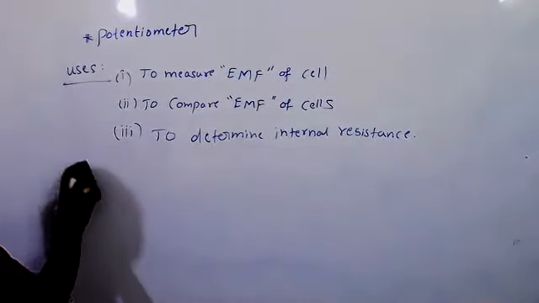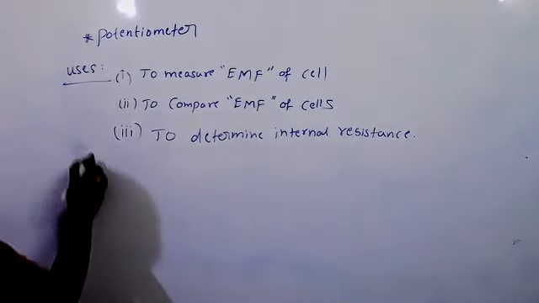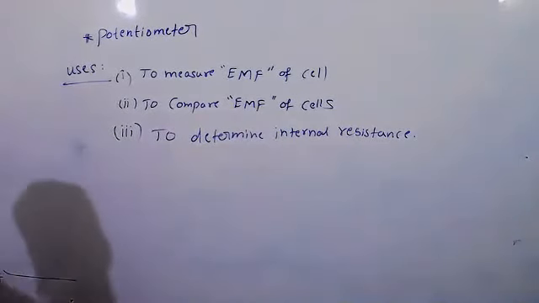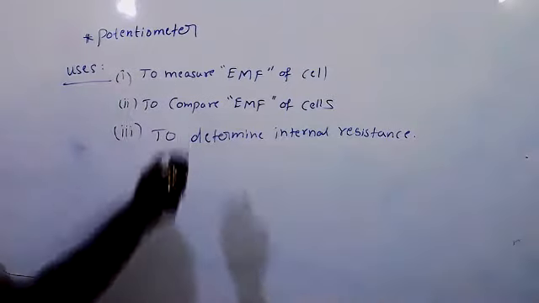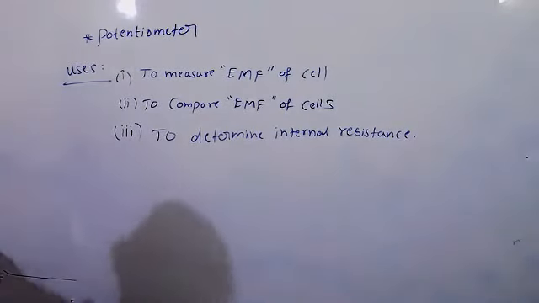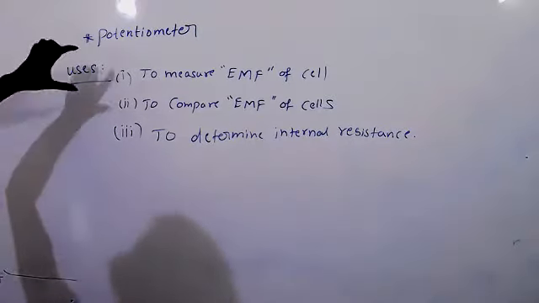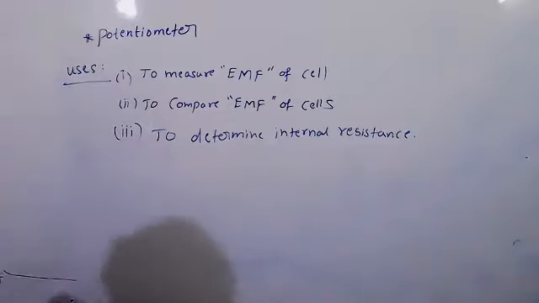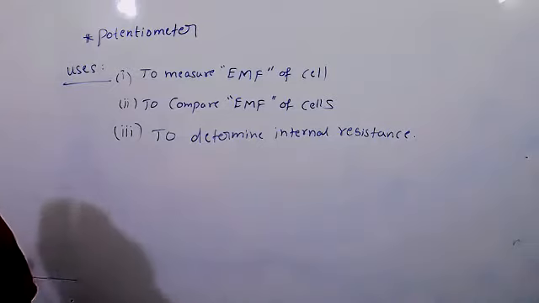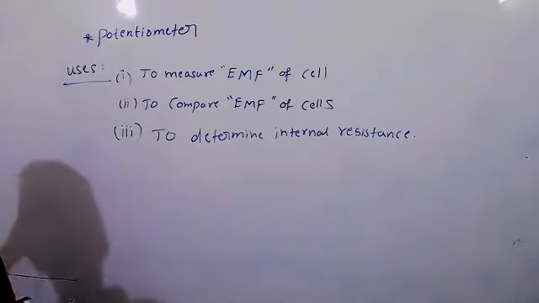Okay, now construction. Remember these three uses. So many formulas will be there. In each and every case, formulas and problems will be there. To measure the EMF, problems are there. To compare the EMF of cells, problems are there. To determine the internal resistance, some problems are there. So problems basically come from the potentiometer only, more than the meter bridge and Wheatstone bridge.